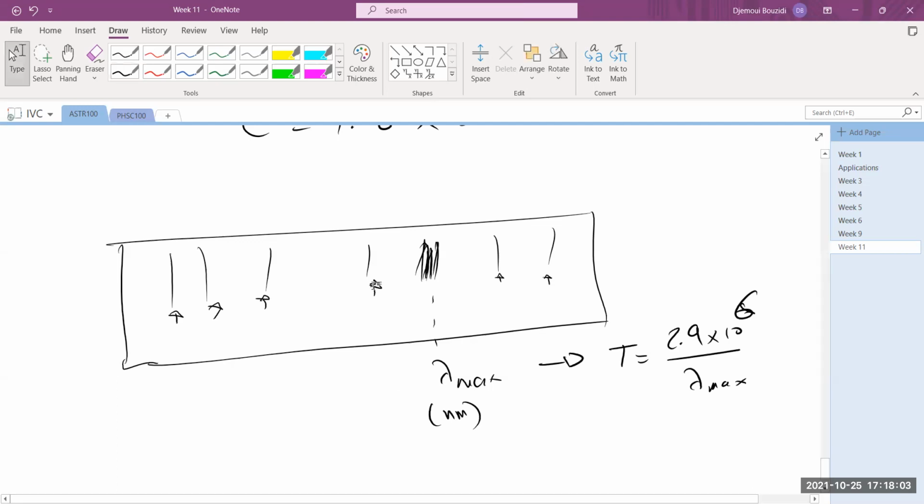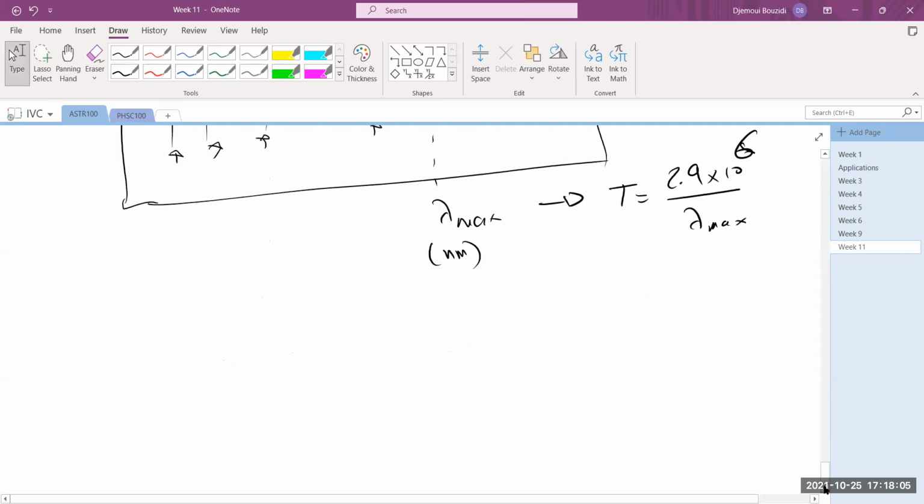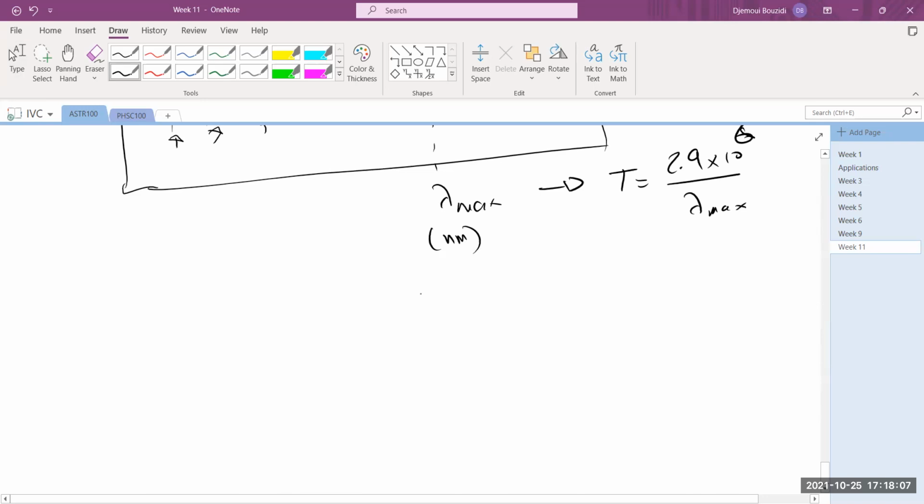If I know the temperature, I can tell you how luminous this object can be, how much radiation it is going to emit per unit area. So I can find what this object emits, which is sigma, that constant 5.67 times 10 to the power negative 8, times this temperature to the power 4. So now I know a lot about this object just by doing spectral analysis.